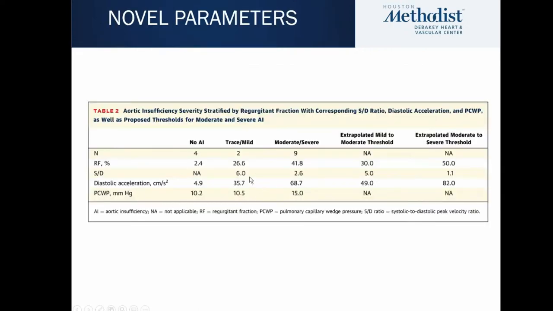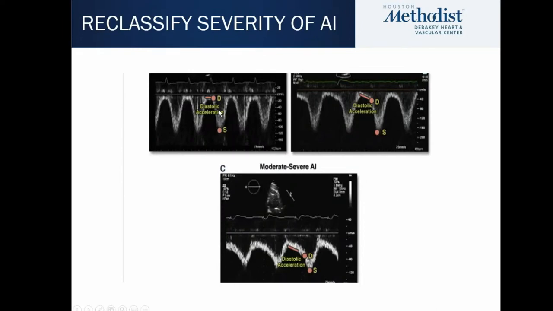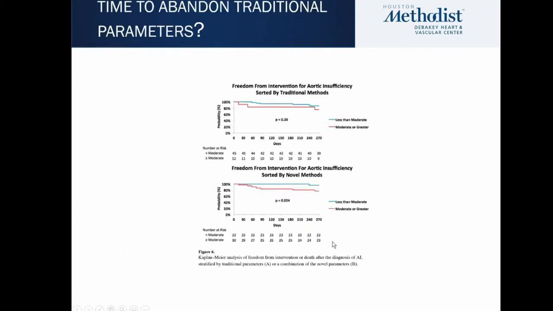In their study, they correlated this with wedge pressure and found that if you had a systolic to diastolic ratio that was becoming lower, that was associated with severe aortic regurgitation, and a diastolic acceleration, if it was increasing, that was associated with moderate to severe aortic regurgitation. This is somebody who has no or mild, this is moderate, and this is moderate to severe aortic regurgitation, where you can see the gap between the systolic and the diastolic velocity starts to decrease and the slope starts to increase. And this was again correlated with outcomes more so than the traditional method.